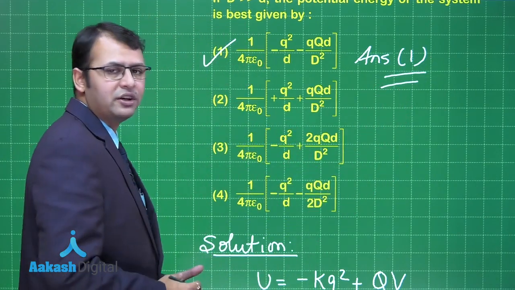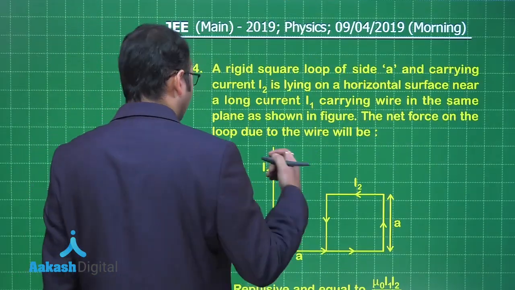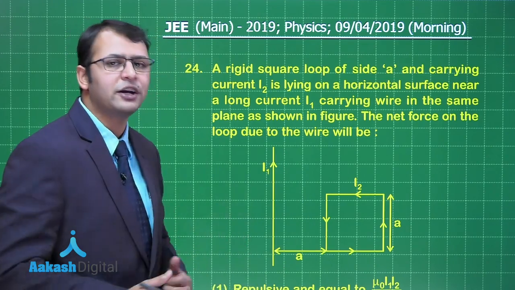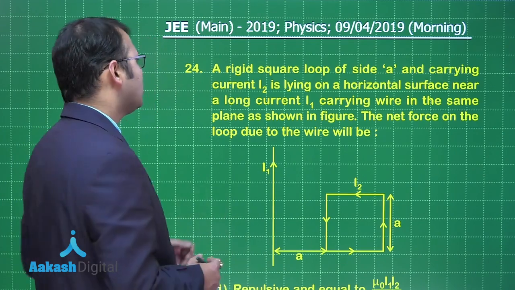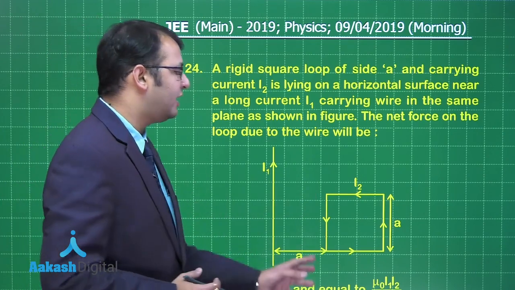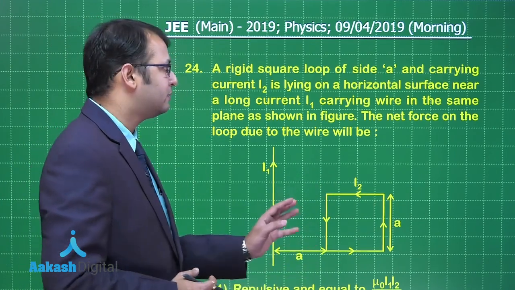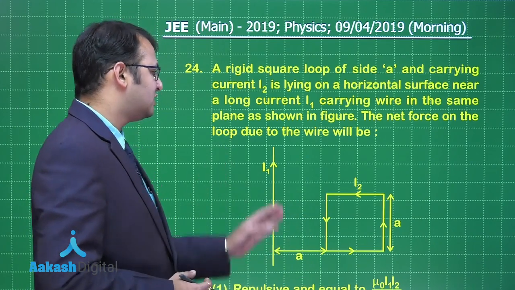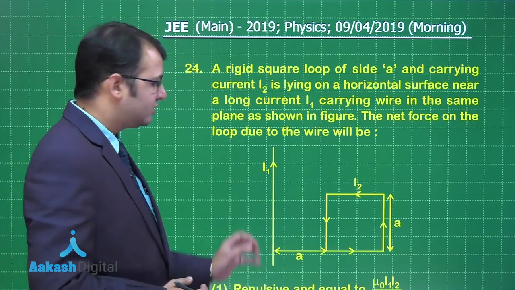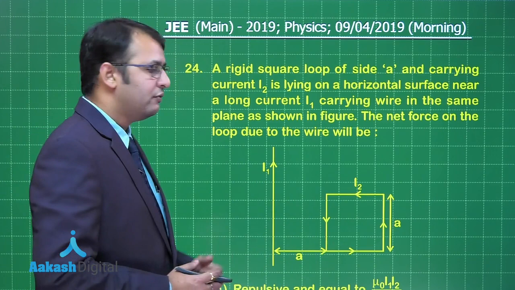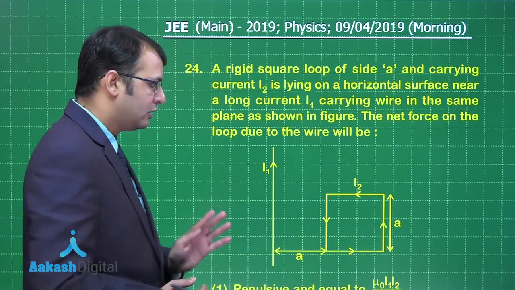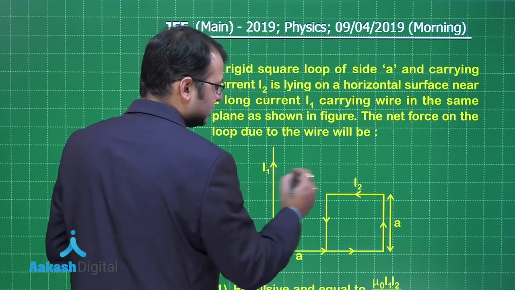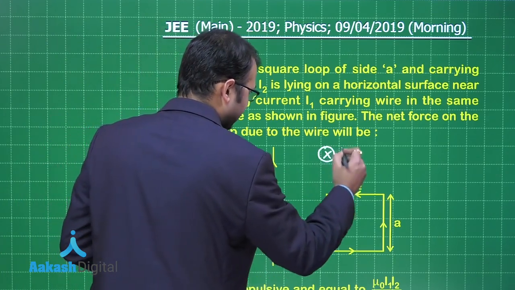Now let's move on with our next question. Now the question you see belongs to section of electromagnetism from the chapter magnetic effects of current. As per the question, there is a rigid square loop of side A which is carrying current I2, and it is placed on a horizontal surface near this long current carrying conductor which is having current I1. We need to find the force on this loop due to this conductor, right? So what is the magnetic field due to this conductor?